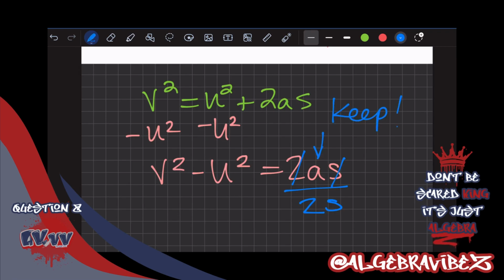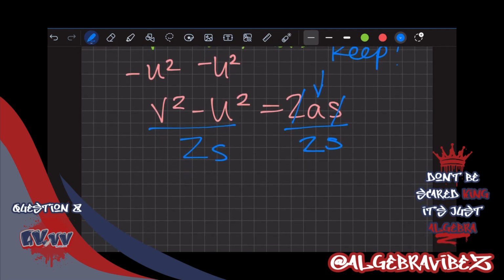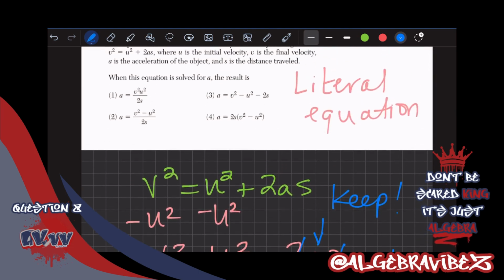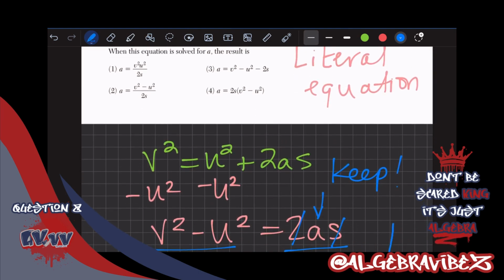So then we're going to go over here and do the same thing, and we're going to rewrite our answer. So now we have v squared minus u squared over 2s is equal to a. So we've solved our literal equation for a. We're going to go back up, take a look, and our answer is going to be choice 2.